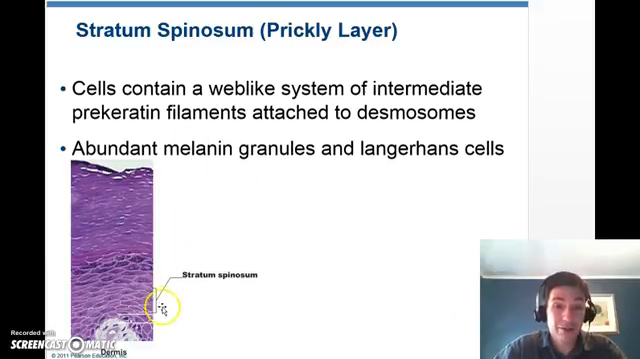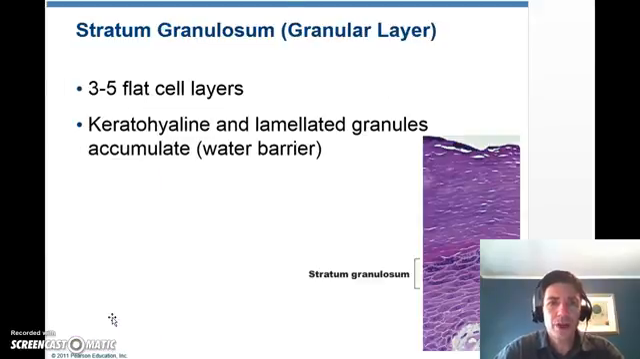So that you have melanin in this layer here just above the basale where all of the mitosis is taking place. So the idea is that the melanin protects the cells underneath it from UV radiation. Then you have the stratum granulosum.